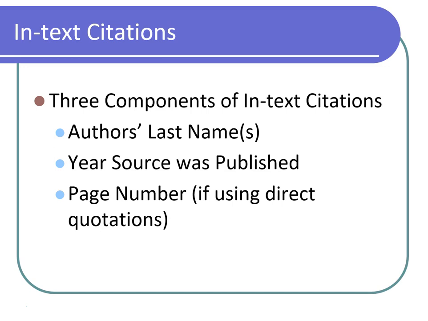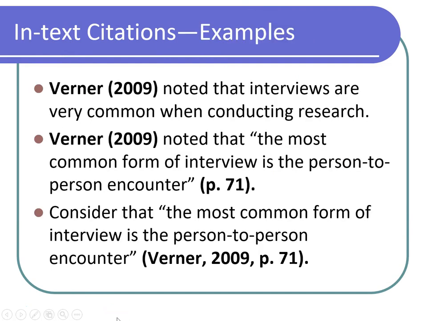So in-text citations have three components: the author's last name or names, the year the source was published, and the page number, if using direct quotes. So it's not really as difficult as you think. This is really it. These three components are the components of an in-text citation.